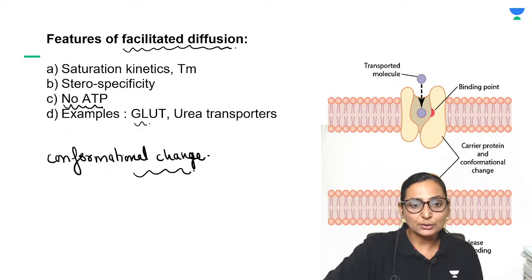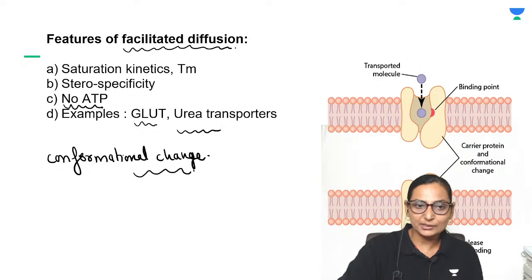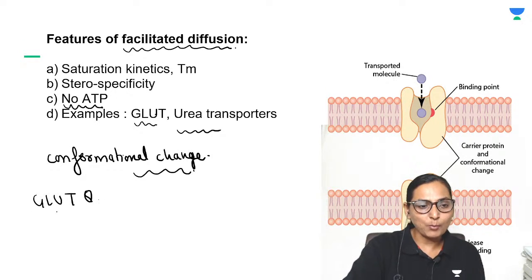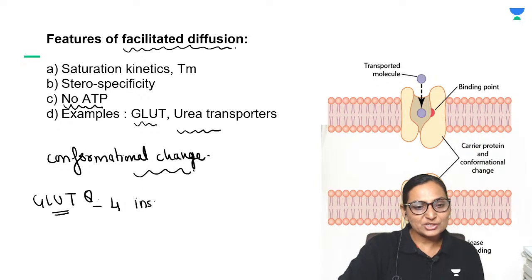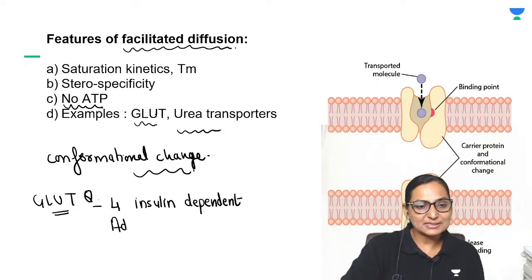Important examples are GLUTs and the urea transporters. They show facilitated diffusion. Remember, GLUT is a very important question. You have got only GLUT 4, which is insulin dependent, right? Which is present in your muscles and adipose tissue. So it is only the GLUT 4 which is insulin dependent, rest no other is dependent.